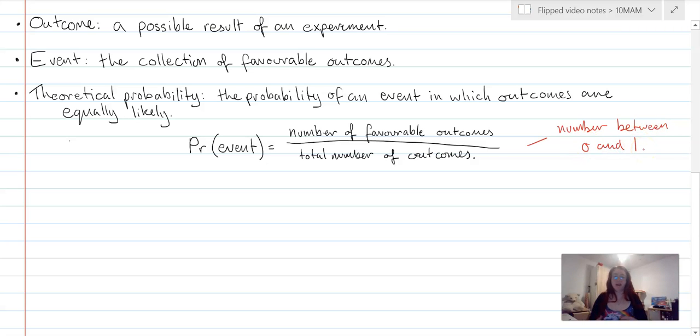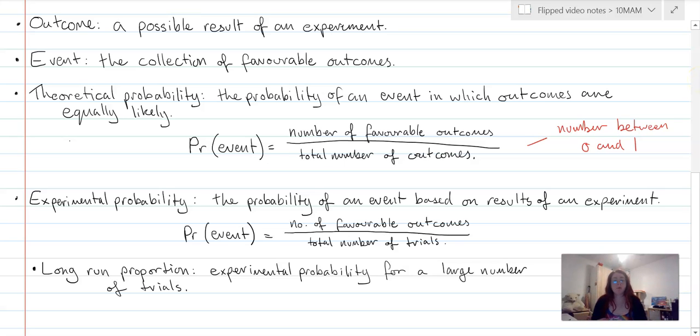We always work out probability in decimal form, with 0 being impossible and 1 being certain. You'll very rarely get a 0 or a 1 in most real life situations, but probability is measured somewhere between 0 and 1 as a decimal.